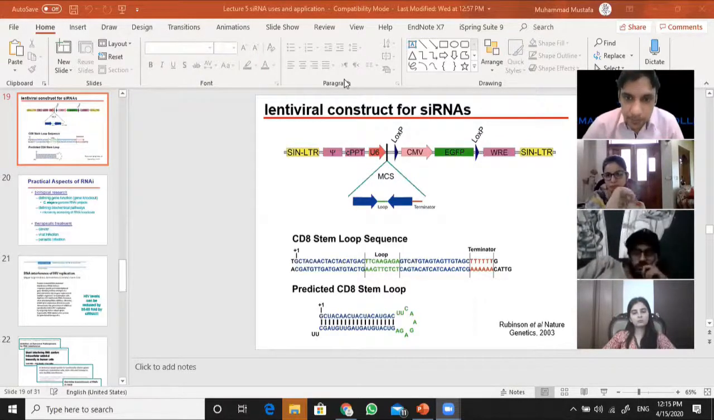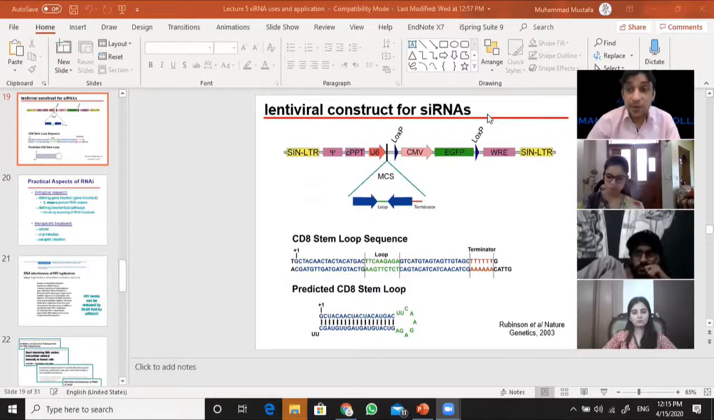Okay, next. Who is the next? I got the question. Let me see the question. How do the overhangs at the end of the interfering RNA help its function? Is there any significance? Yeah, shabash Mustafa.